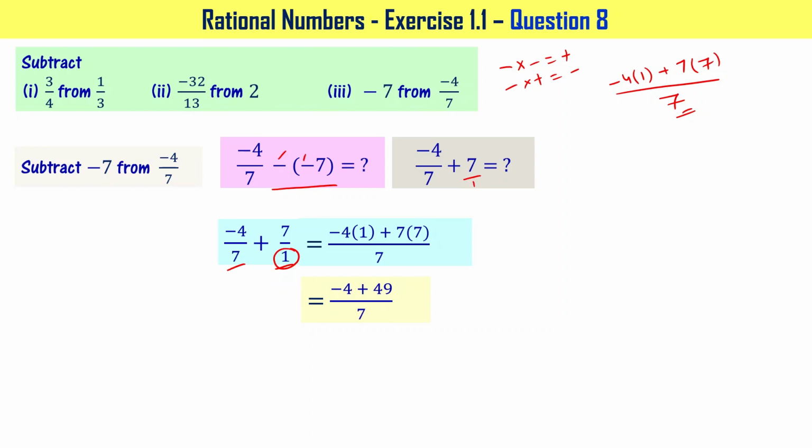When you simplify it, the answer is going to be 45 by 7. To answer the question, when you subtract minus 7 from minus 4 by 7, you get the answer as 45 by 7, right?